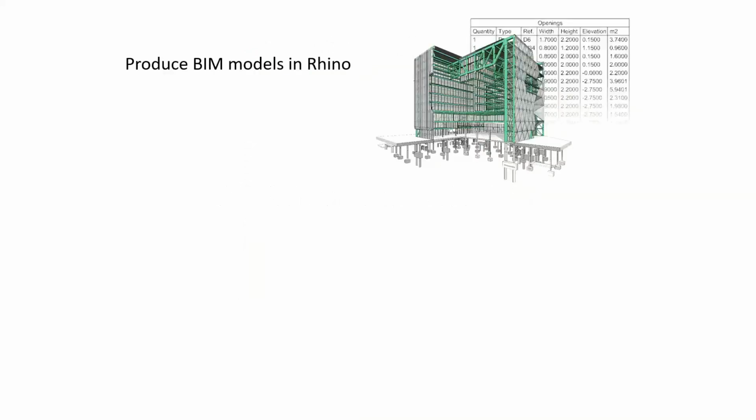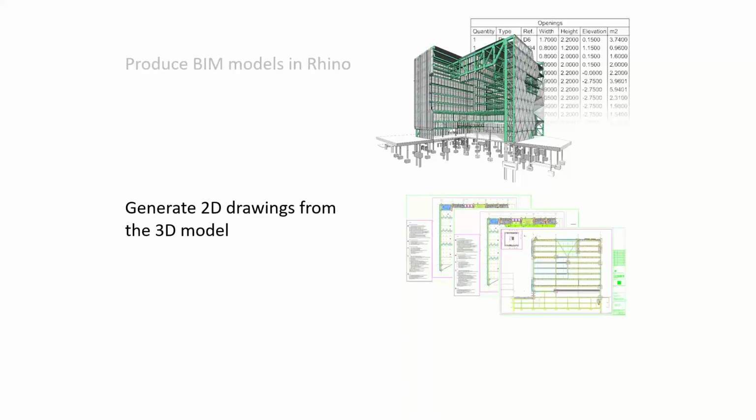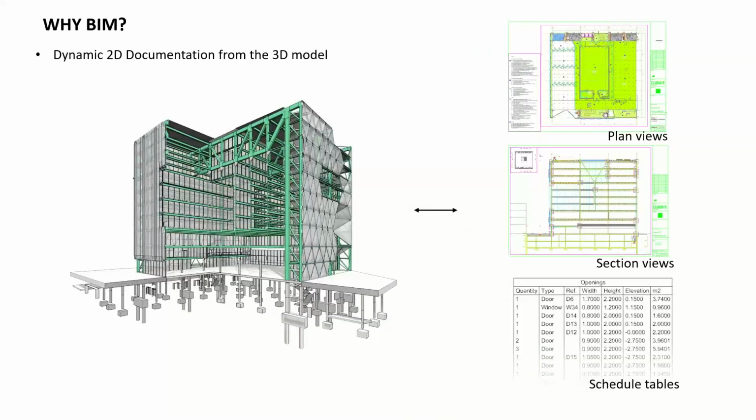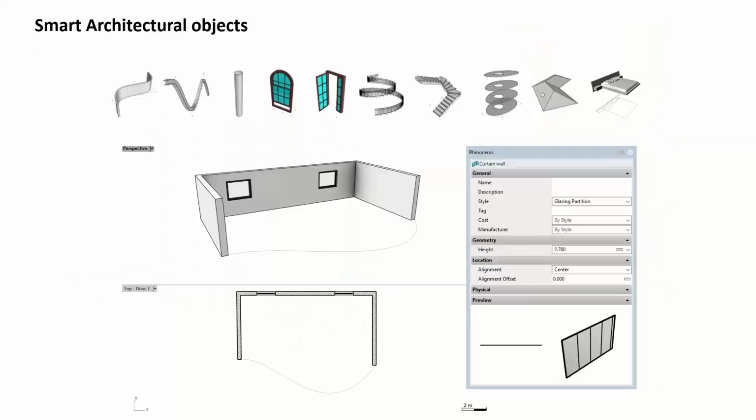So first of all, what is VisualARQ for? Basically, VisualARQ provides the option to produce BIM models inside Rhino. It provides tools to generate 2D drawings from any 3D model, and finally, it lets you exchange Rhino models through IFC with other programs in the IFC industry. When we talk about BIM, we talk about managing all the data from a 3D model. That means geometry with data. Thanks to this, we can produce drawings or quantity takeoffs that are linked with the 3D model.